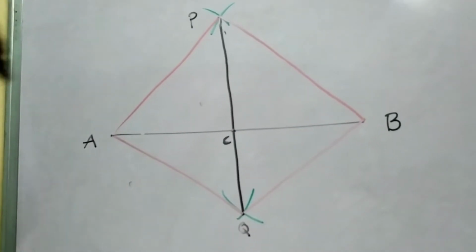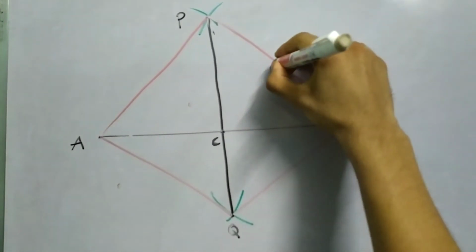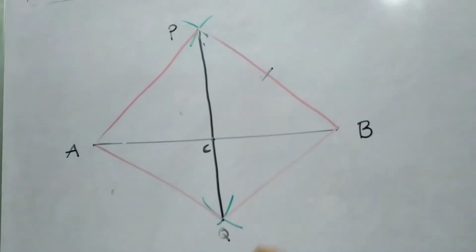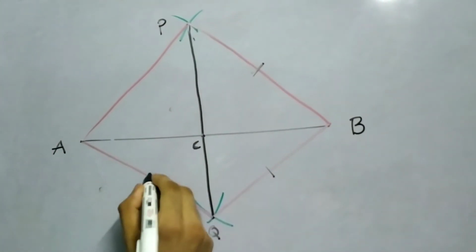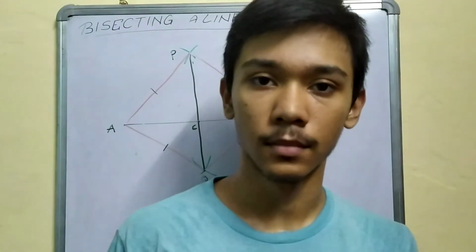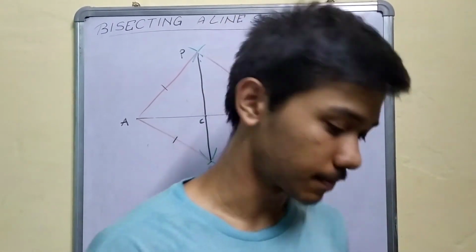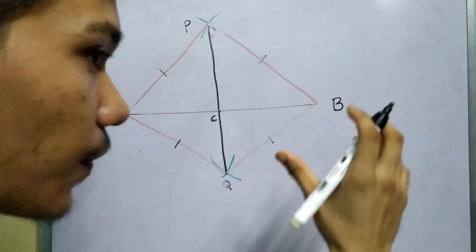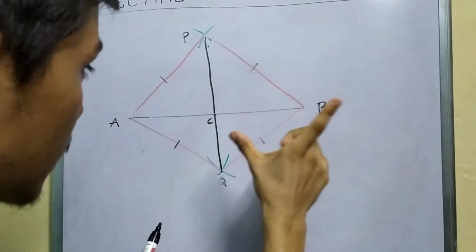Now can you notice that all the red lines will be equal in length? They have to be. So this length is equal to this one, equal to this one, equal to this one. Why? Once you realize this, many constructions will become very easy for you to understand. It all lies in the fact that we didn't change our compass length.